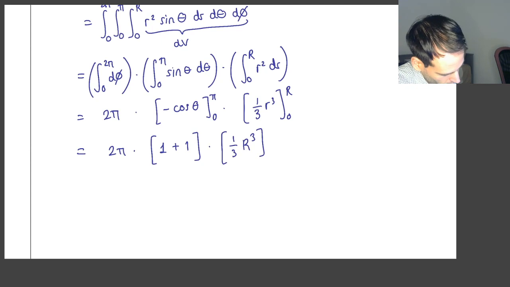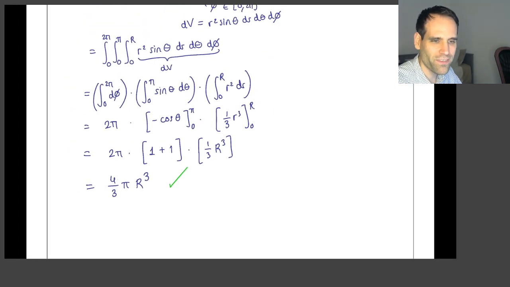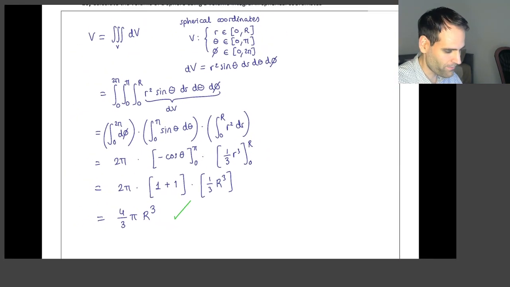So now we have 2 pi times 2 times 1/3, that is 4/3 pi R cubed. The volume of a sphere in literally 5 lines.